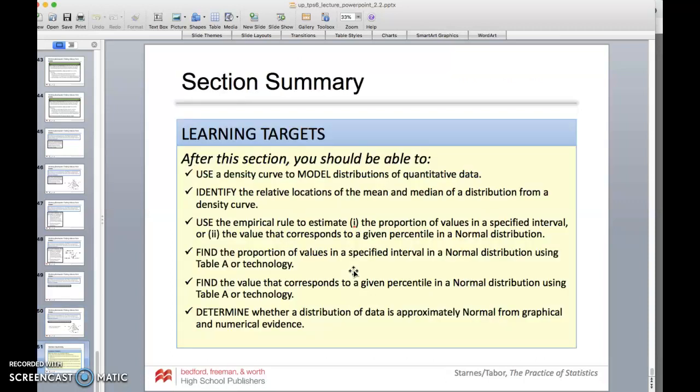All right, so this is all the things we're doing in Chapter 2, and that kind of ends our chapter. We'll talk a little bit more about assessing normality, looking at whether a distribution of data is approximately normal graphically, to finish up this section. And then, of course, we'll get ready to go for our Chapter 2 test.